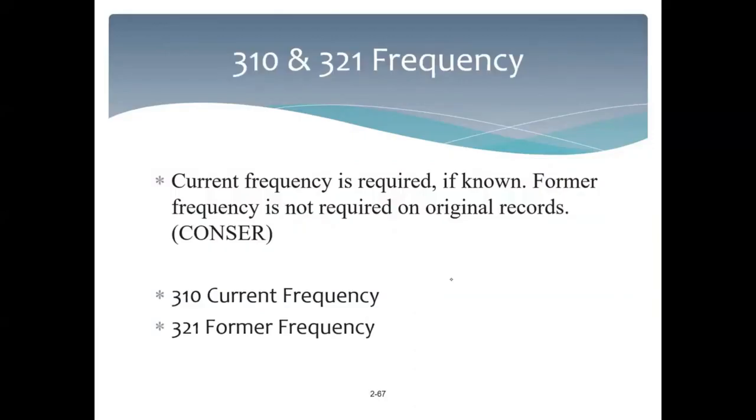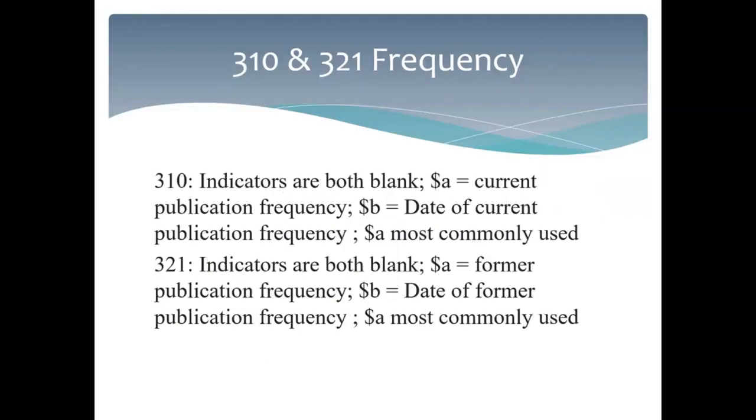Frequency: current frequency is required if known. We talked about the if-known aspect earlier. Former frequency is not required on original records for CONSER. So that's 310 and 321. 310 is only required if it's known. 310 indicators are both blank. Subfield A is your current publication frequency, and subfield B is the date of publication frequency. A is really going to be the most commonly used.